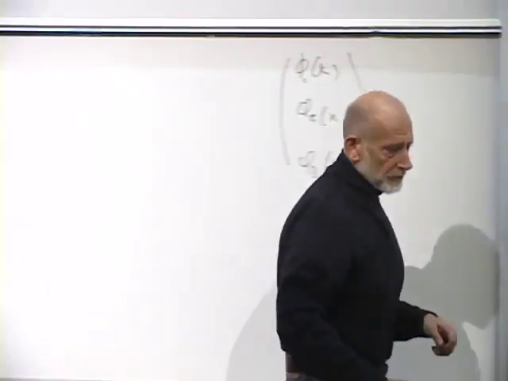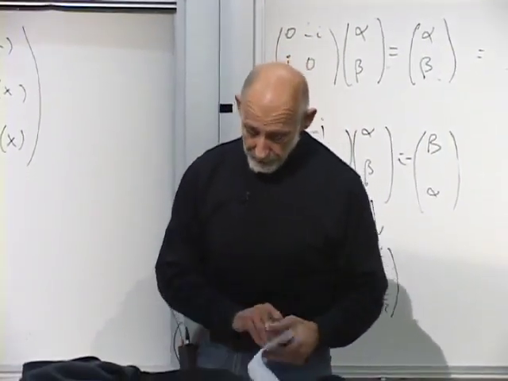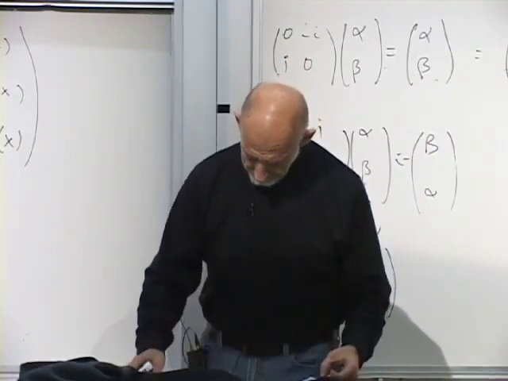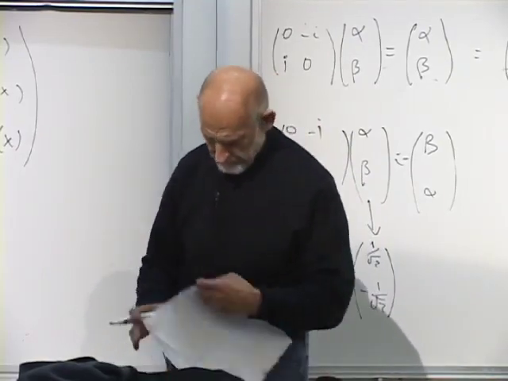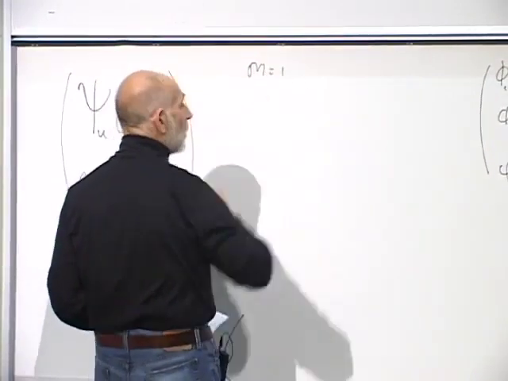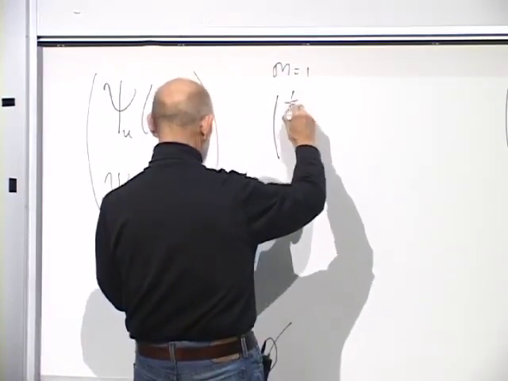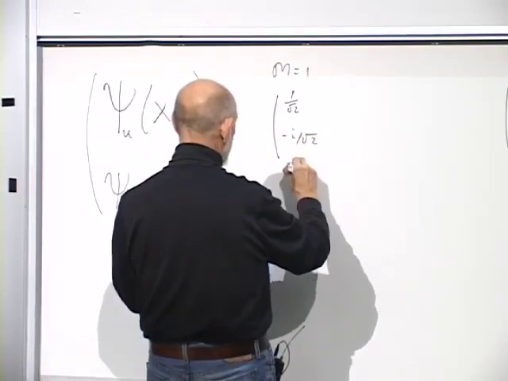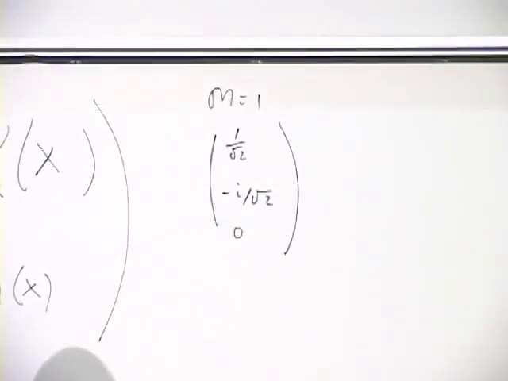Remember those eigenvectors of spin, for the spin 1, not for the spin 0. Where are they? Okay, for m equals 1, that's spin up along the z-axis, the eigenvector was 1 over square root of 2, minus i over square root of 2, and 0. This is the eigenvector for m equals 1.